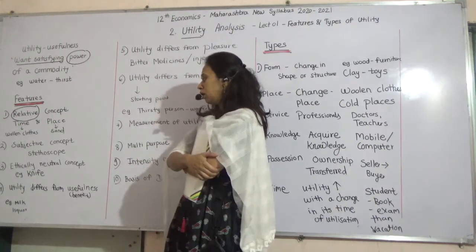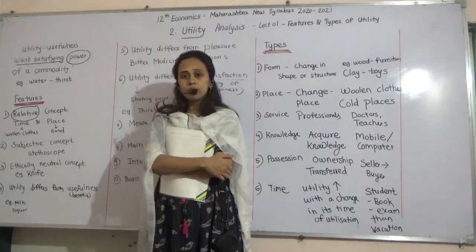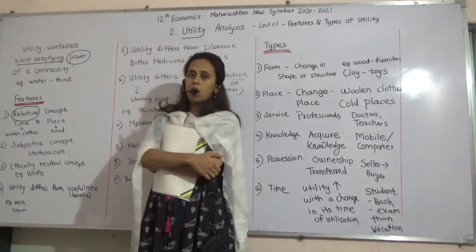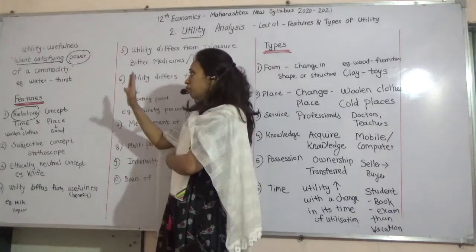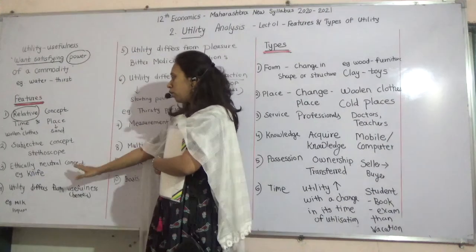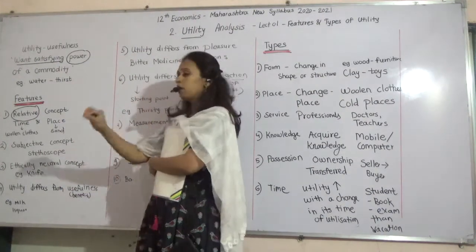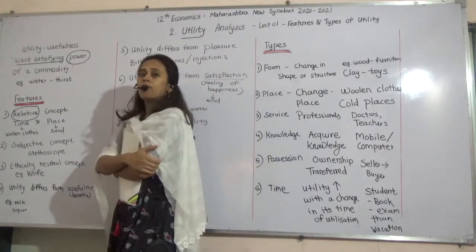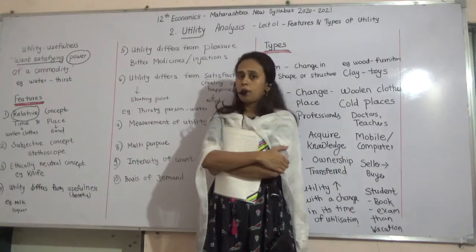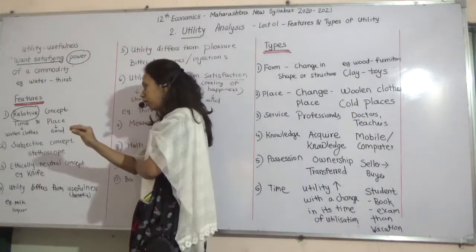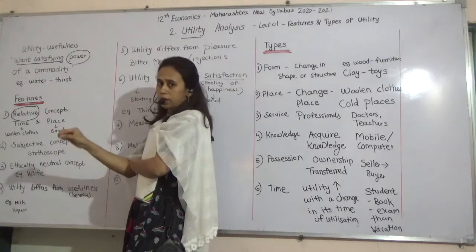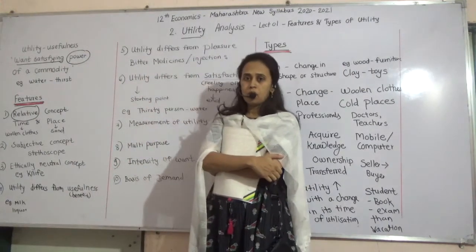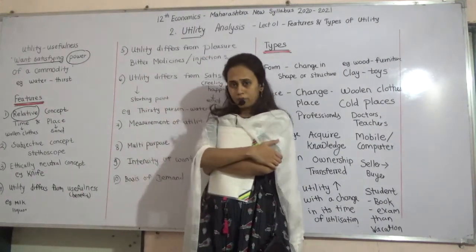Next is ethically neutral. Now what is ethically? Ethically means naitikta, whether it's good or bad. So what they want to say, for the utility of a particular commodity, I am not going to consider whether it is good or whether it is bad. I am just going to concentrate on whether I am getting utility or not. Now here they have given the example of a knife.